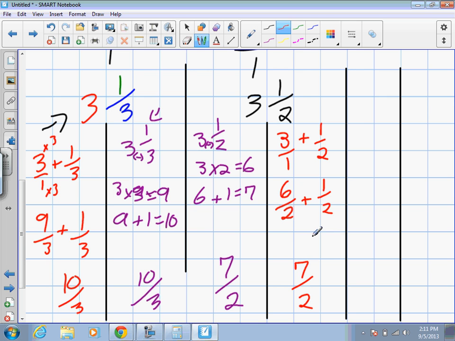And finally, the last one. 8. How do I turn that into improper fraction? How do I turn 8 into an improper fraction? 8 over? That's it. There's really no other way to do it. You put it over 1. Improper fraction. Okay? Good job.